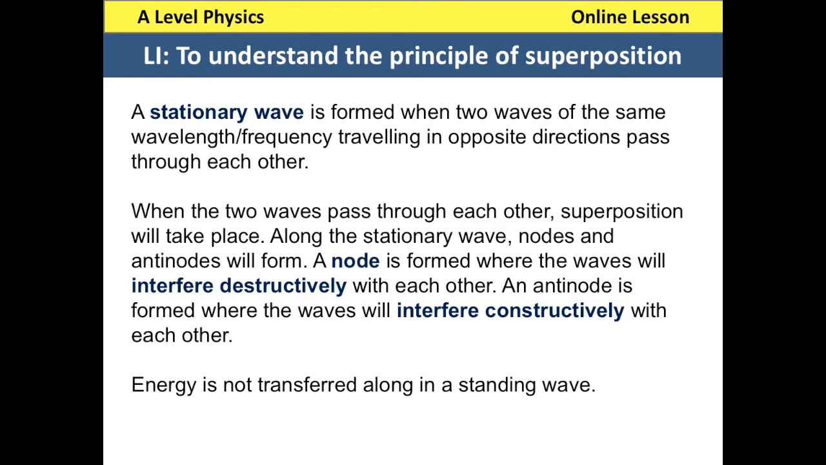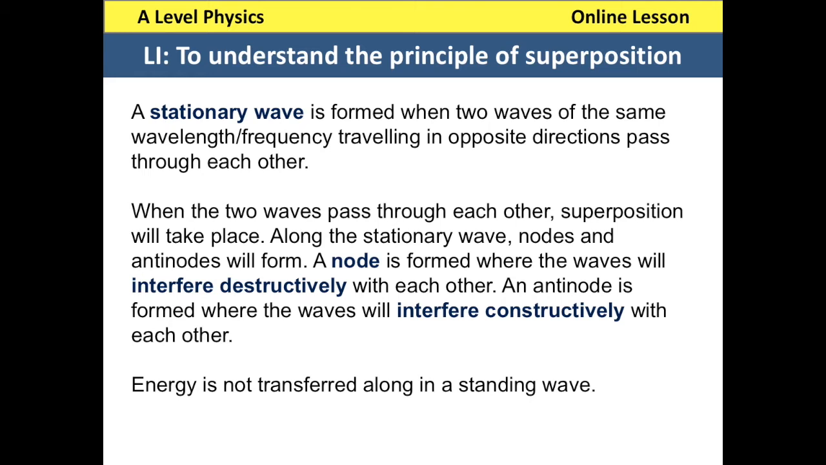Now let's consider what a stationary wave is. A lot of musical instruments work using stationary waves. For example, if you watch a guitar string get plucked by a plectrum or something, that produces a standing wave. Now, a stationary wave is formed when two waves of the same wavelength and frequency that are travelling in opposite directions pass through each other.